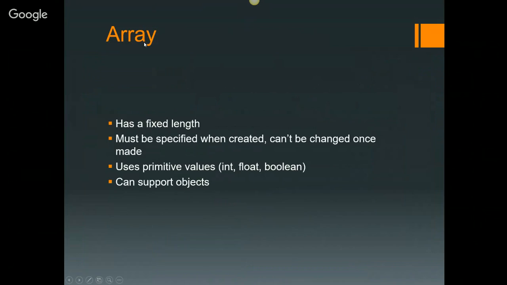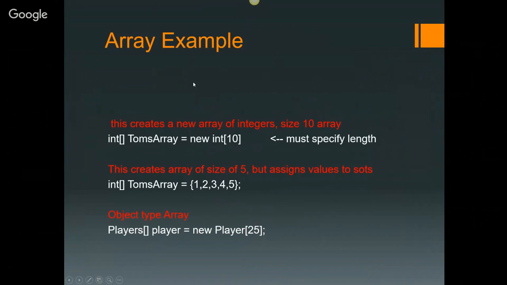So the arrays have a fixed length. They must be specified when created, and they can't be changed once they're made. They use primitive values like int, float, and boolean, and they can support objects. I'm going to show you how to create one.